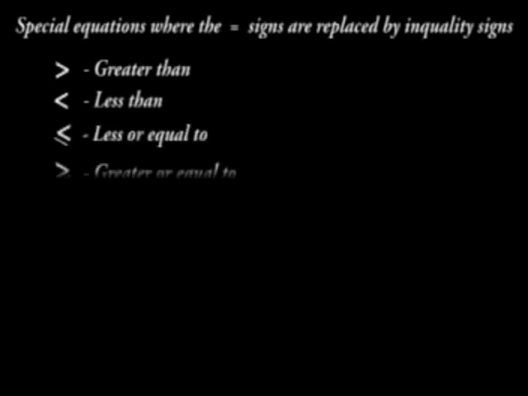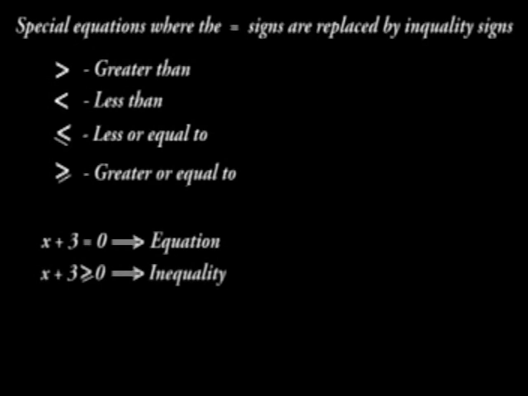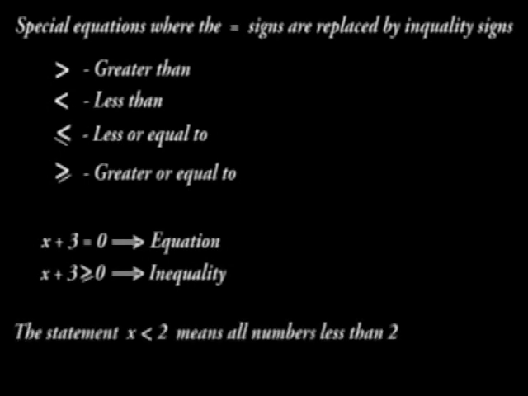Inequalities are special equations where the equal sign is replaced by inequality signs, that is, greater than, less than, less or equal to, greater or equal to. For example, x plus 3 is equal to 0 is an equation. x plus 3 is greater or equal to 0 is an inequality. The statement x is less than 2 means all numbers less than 2.